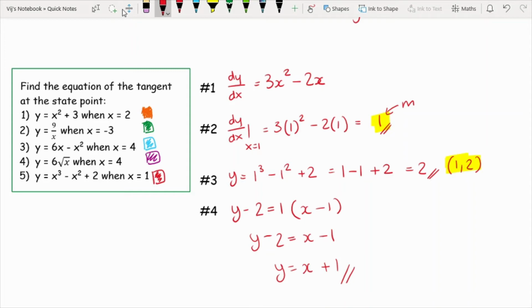So hopefully I've shown you just a bit of an understanding of what it is to work out the equation of a tangent. The key point in this is that step 2, by substituting the x ordinate you've been given into dy over dx, automatically gives you the gradient of the tangent. And so now what we're going to move on to is how to work out the equation of the normal.